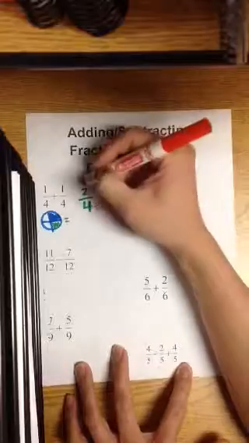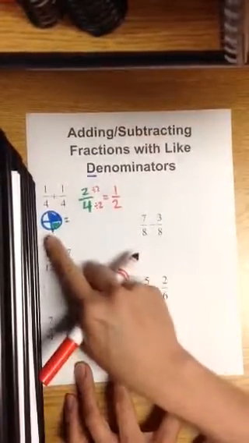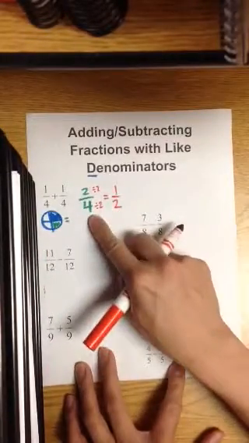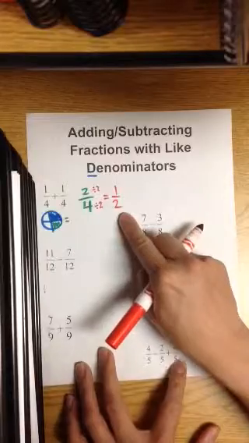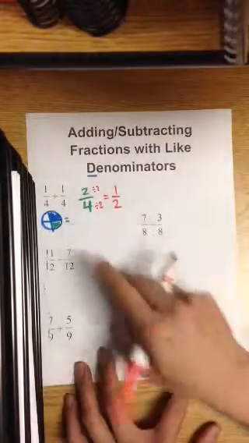What's the greatest factor that goes into 2 and 4? 2, and you get 1/2. So 1/4 plus 1/4 adds up to 2/4, which is equivalent to 1/2. Do you see how it's half of the pie?